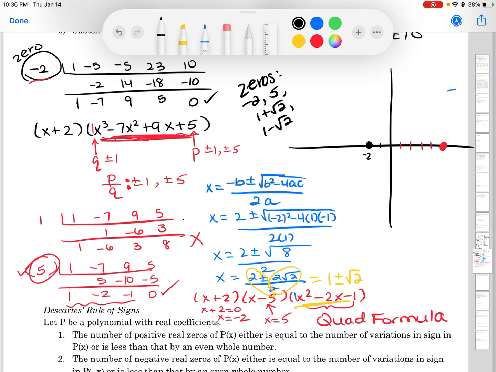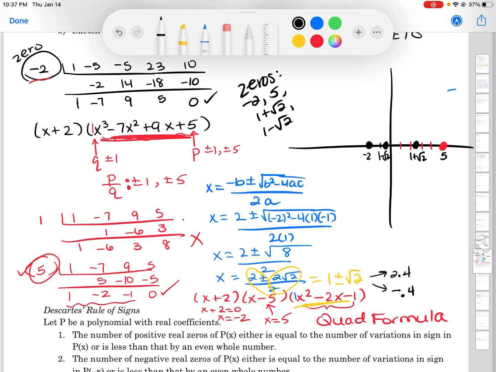Now, it might be useful to get decimals for those, and you absolutely can. With the plus sign, that's about 2.4, and with the minus sign, about negative 0.4, just to be able to plot these on my graph. 2.4 is going to be something like this, and negative 0.4, just about negative a half, something like this. So we've got our 5 on there, our negative 2, our 1 plus root 2, and our 1 minus root 2.